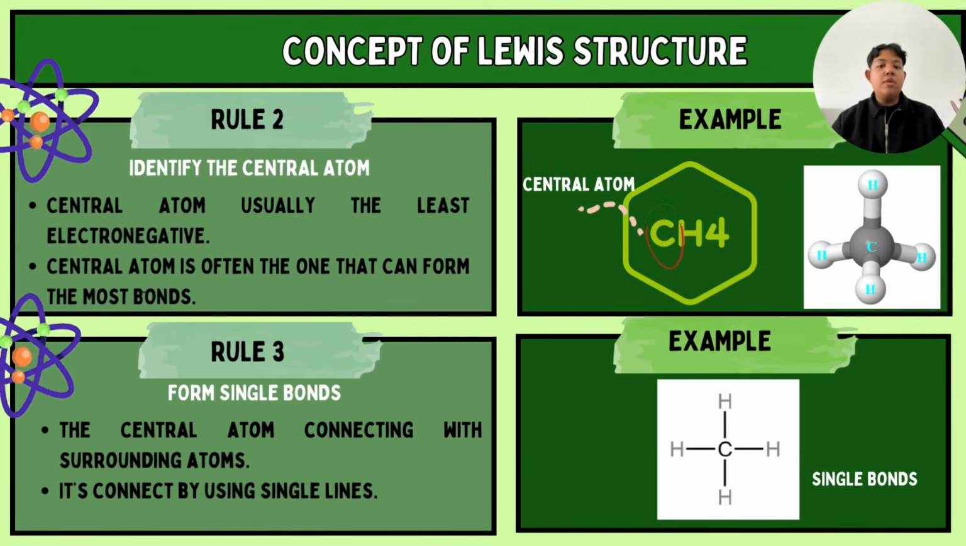Then we're going for rule 3. After identifying the central atom, we need to form single bonds. The central atom is connected to each surrounding atom using single lines. Each single line represents one pair of shared electrons between 2 atoms. In the example shown, the carbon atom forms 4 single bonds with 4 hydrogen atoms, creating a stable molecular structure.